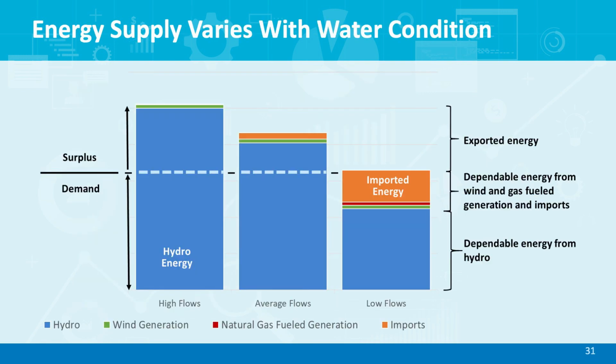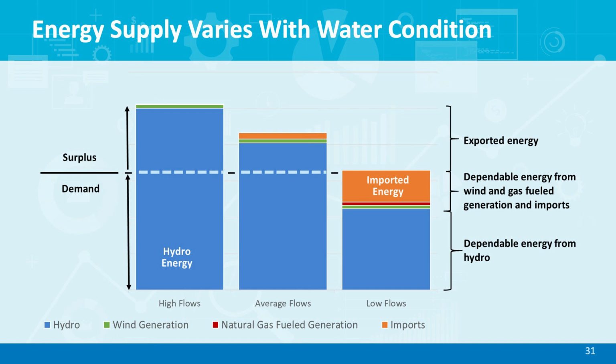We've established that the model simulates energy for a wide range of water conditions based on over 100 years of historical flow records. The graph on this slide illustrates how the volume of energy is produced and how that supply varies with the water conditions. The bars show the total energy in our system for high flows, average flows, and low flow conditions. During low flow conditions, shown here on the right, there is not enough energy from hydro generation alone to meet demand. As a result, other sources of energy are required.